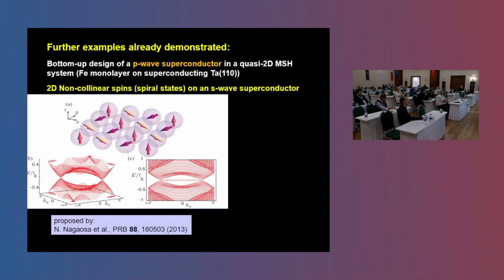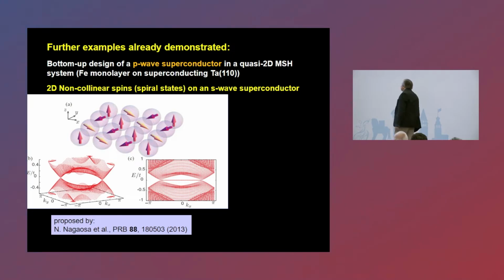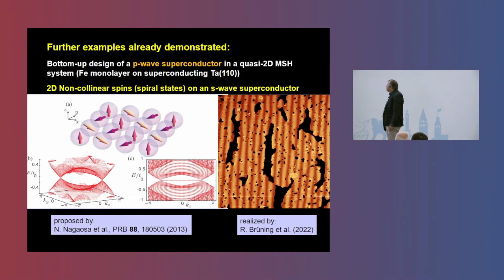Finally, and this is another beautiful prediction by theory, in this case by Nagaosa and co-workers from Japan, they have predicted that if you bring a spin spiral state in proximity to an S-wave superconductor, you can also create a novel type of unconventional superconducting state, in this case a P-wave superconductor. And again, this system has now been realized experimentally by one of my PhD students here. In this case, an iron monolayer was grown on a superconducting tantalum substrate.